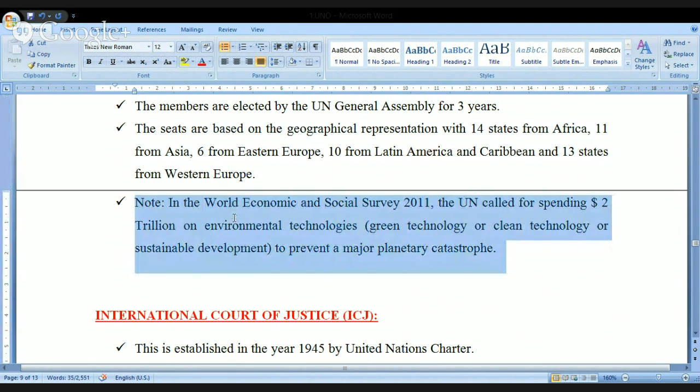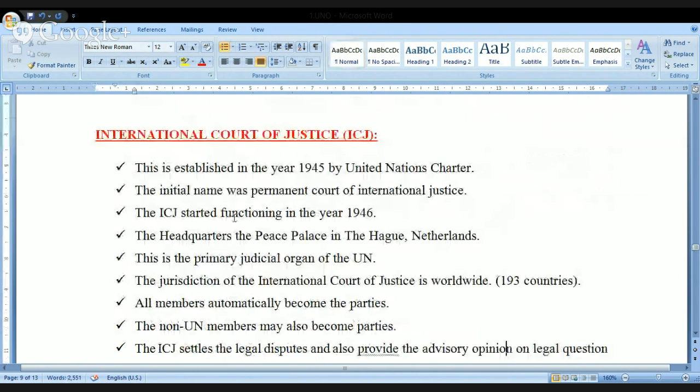Just read it. In the World Economic and Social Survey of 2011, the United Nations has pledged to spend $2 trillion on environmental technologies. This is called green technology, otherwise clean technology, otherwise sustainable development. So this is to prevent a major planetary catastrophe. This is how the international bodies will think. Clear? Spending so much money is not a small issue, but this is being spent on the environmental issues to prevent those catastrophes.